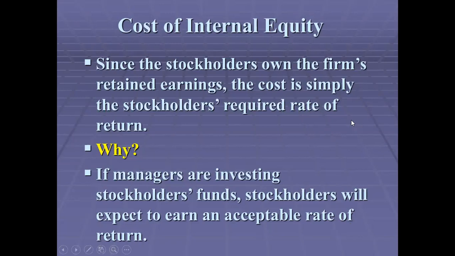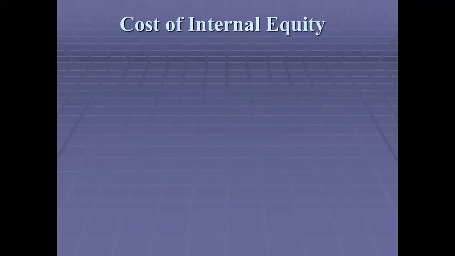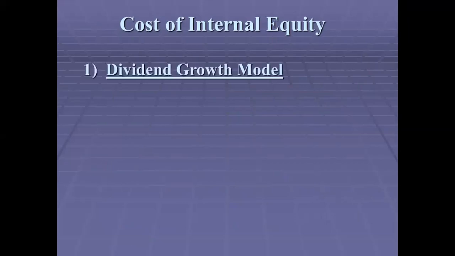So this is actually the undistributed dividend. The dividend is captured by the company, and the company can use it for other purposes. It can be invested, or used for working capital, something like that. Okay, this is the cost of internal equity.